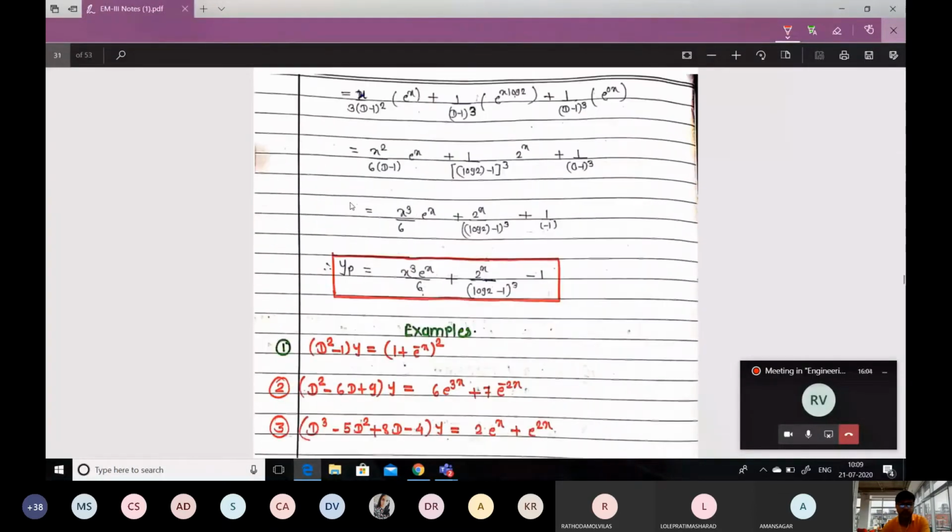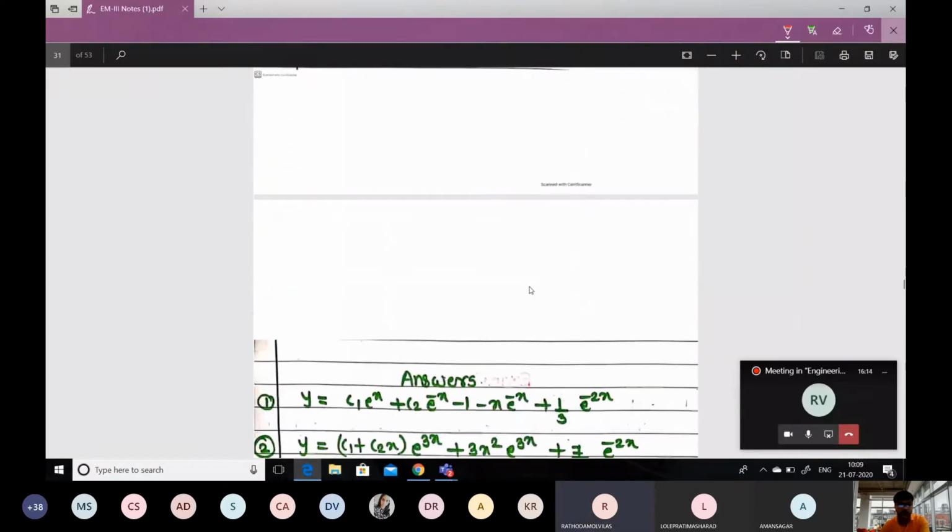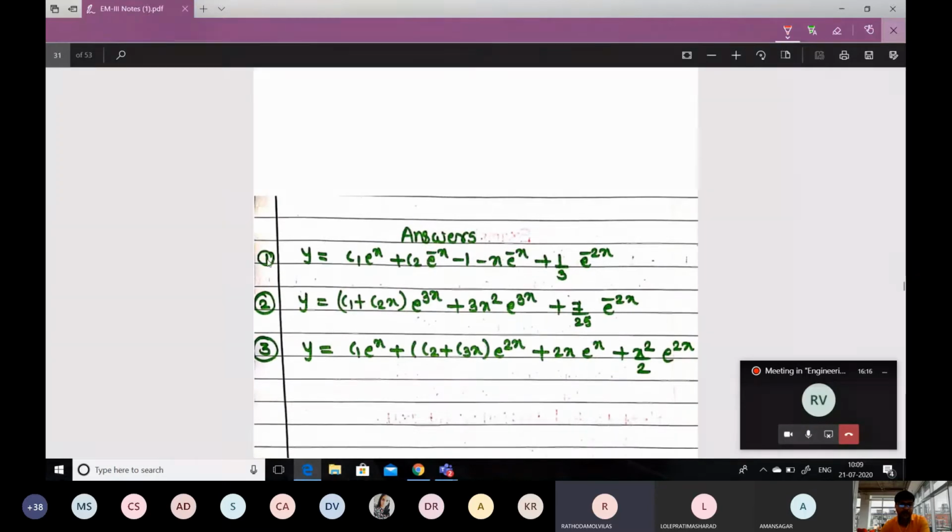Now today we are going to discuss... these 2 examples were given to you for homework. So this is for homework. And I already provided the answers of these 2 questions.